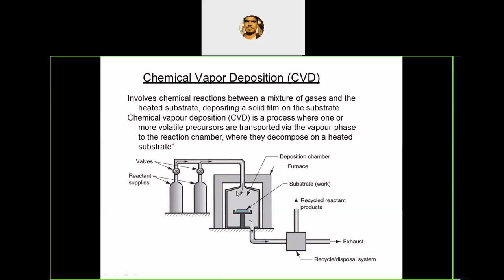Here the reaction takes place, and because of the reaction it produces byproducts, and some of the byproduct vapors are deposited, and the remaining byproducts go to the outside. It may be used for recycling purposes or just released to the atmosphere. Clear? So this is the schematic representation of CVD.